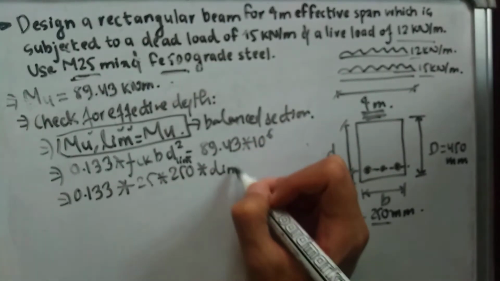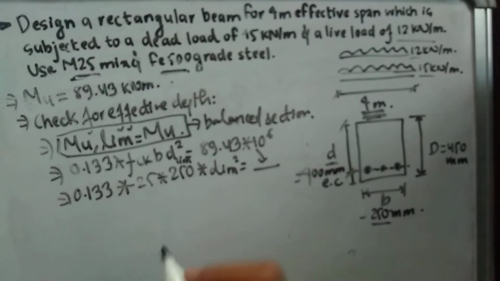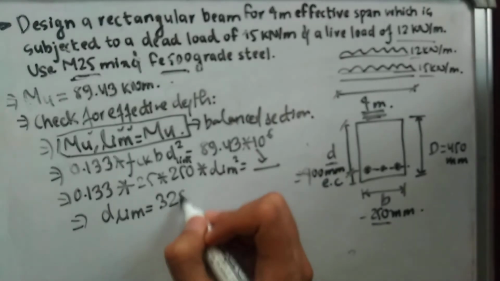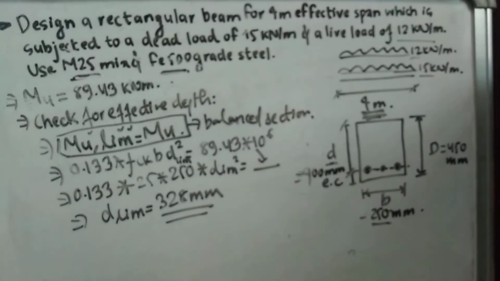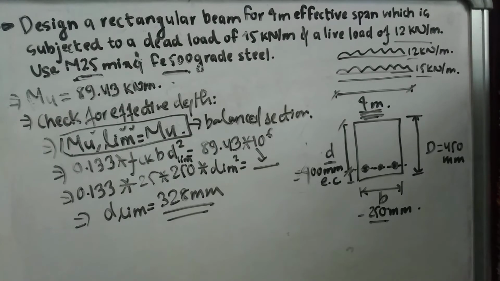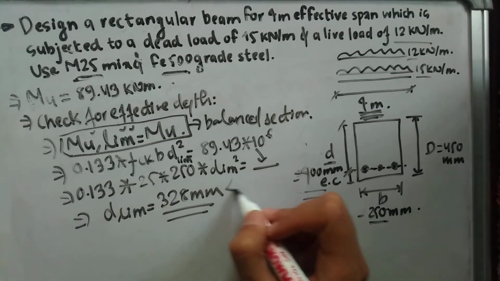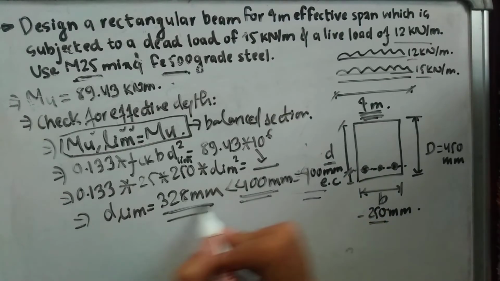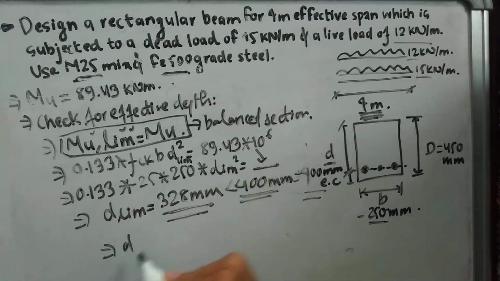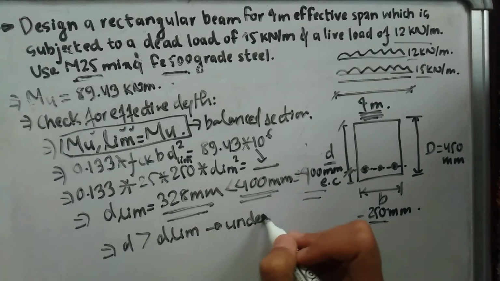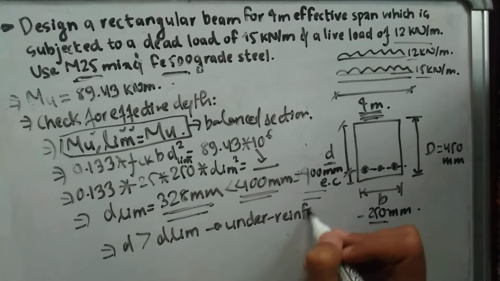So I have D limiting whole square equals to 89.43 into 10 to the power 6. On solving this, I'm going to get my D limiting as 328 mm. So the limiting depth which I need for my rectangular beam is 328 mm. But right now we are designing our beam for 400 mm. So our D is going to be greater than 328 mm. Our D is greater than D limiting, so this means our beam is an under reinforced section.